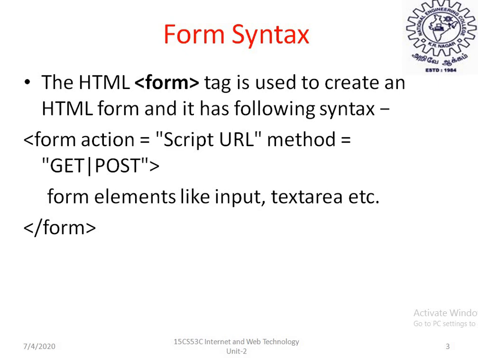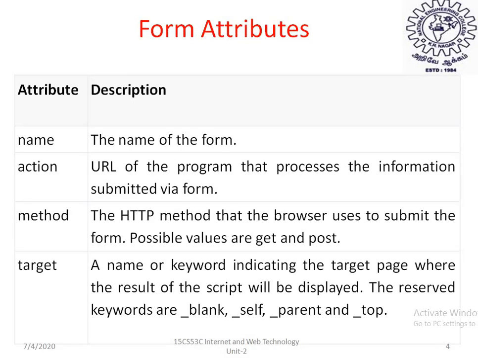The next attribute is method. There are two methods available. One is get, another one is post. Let us discuss them briefly. Inside the form tag, we need to give a lot of input elements like text boxes or text areas based on our application. These are some of the form attributes.